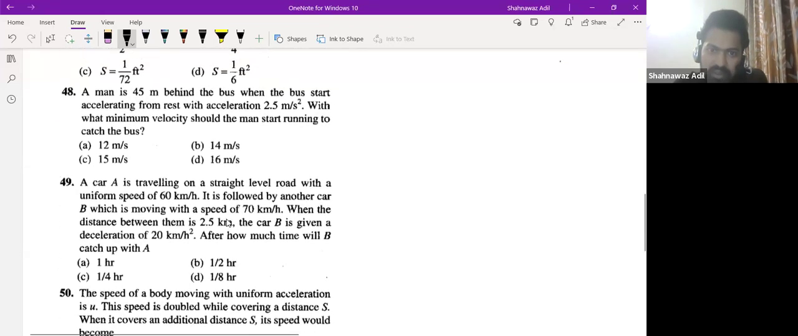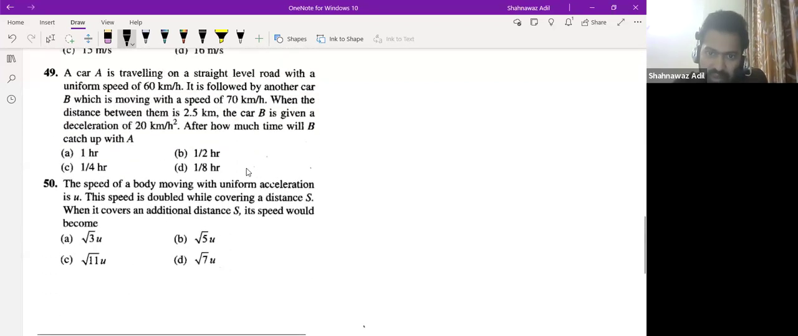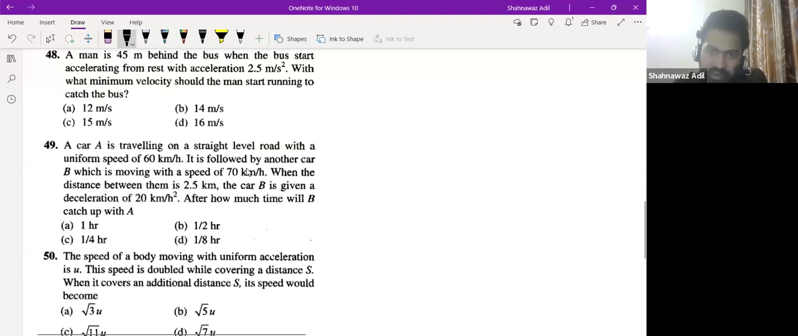A man is 45 meters behind the bus when the bus starts accelerating from rest with acceleration 2.5 meter per second squared. With what minimum velocity should the man start running to catch the bus? So we have to minimize this. This is not a question related to the NEET exam, right? So this question is different. This is all about uniform acceleration, and now we will talk about free fall.